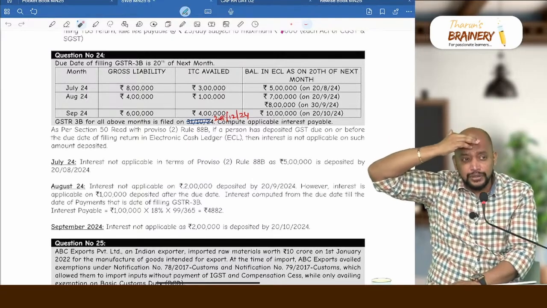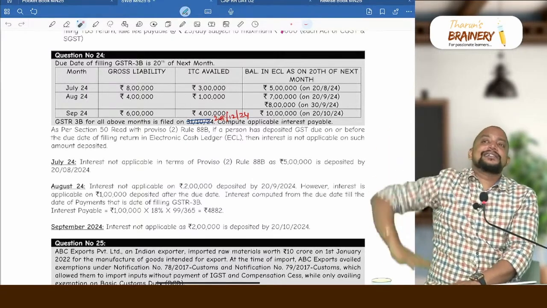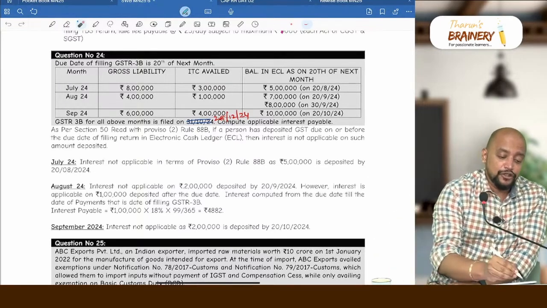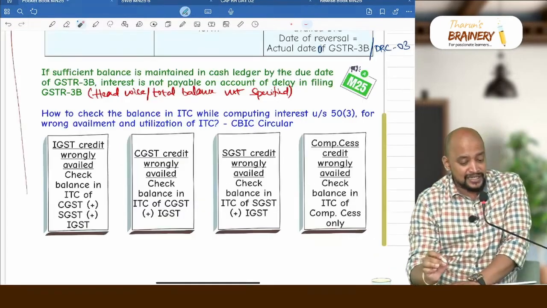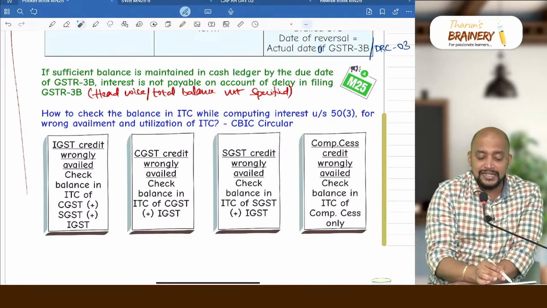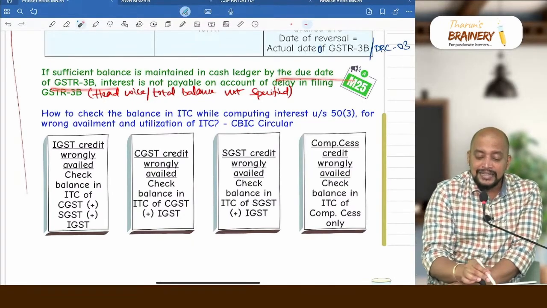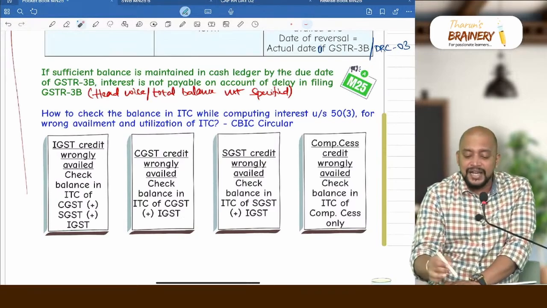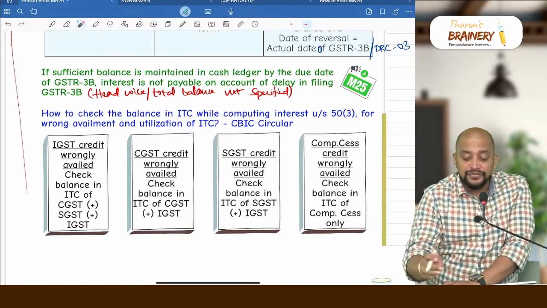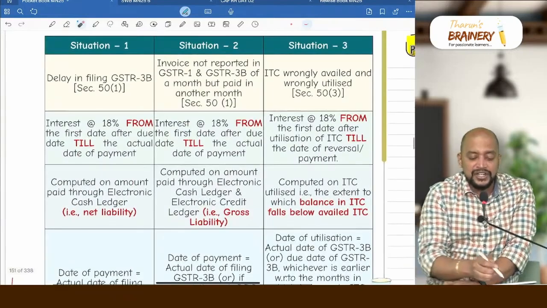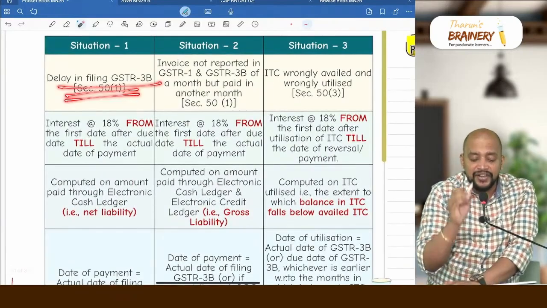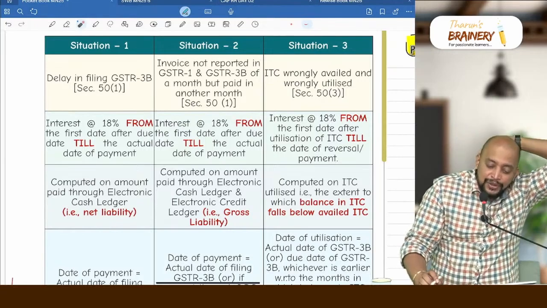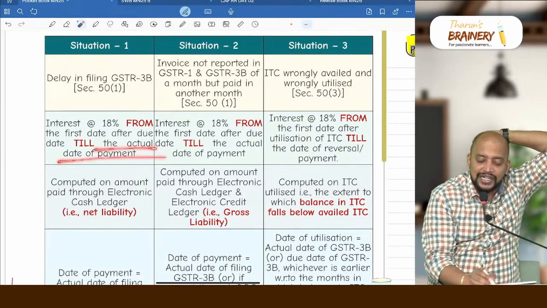20th September to? Wrong answer. 30th September should not be taken. See, this proviso says if you maintain sufficient balance on the due date of 3B, then interest is not payable on account of delay in filing 3B. Otherwise, this provision will not come. If this provision is not coming, then section 50 will come. For delay in filing 3B, you need to compute interest from which date to which date? From the due date till the actual date of payment.